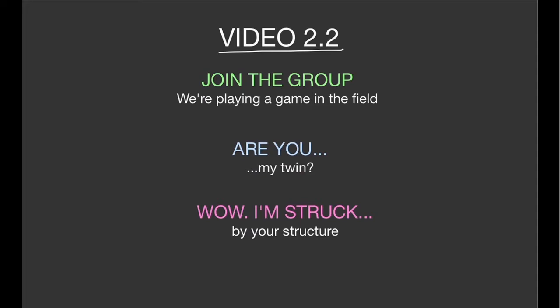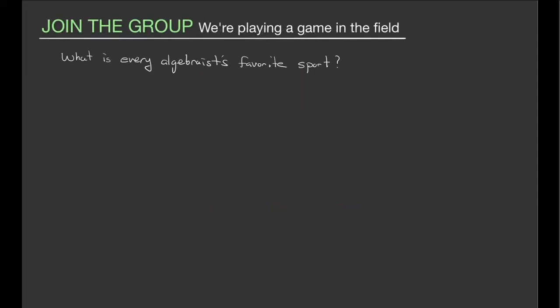Let's just jump into what a group is. Let's start with a joke. What is every algebraist's favorite sport? The answer is ultimate frisbee. Why? Because it involves a group, a ring, the frisbee, and a field to play on. Isn't that great? A group, a ring, and a field. And okay, I'm guessing you probably don't know what those are yet, so that's not so funny. But it will be funny by the end of the video.